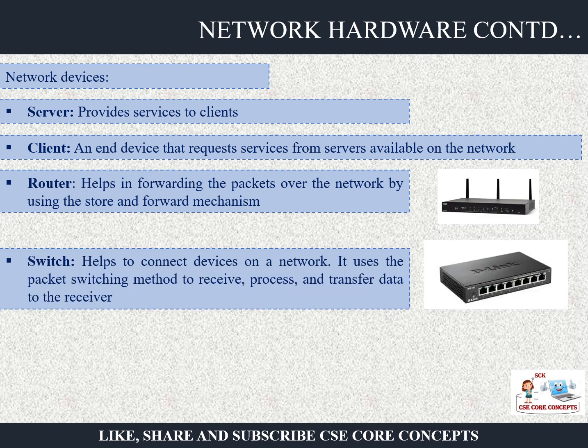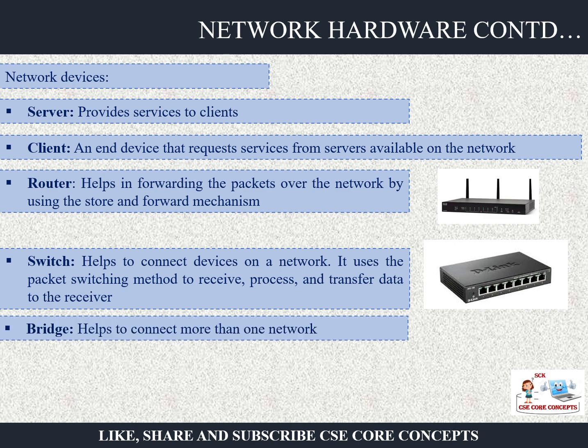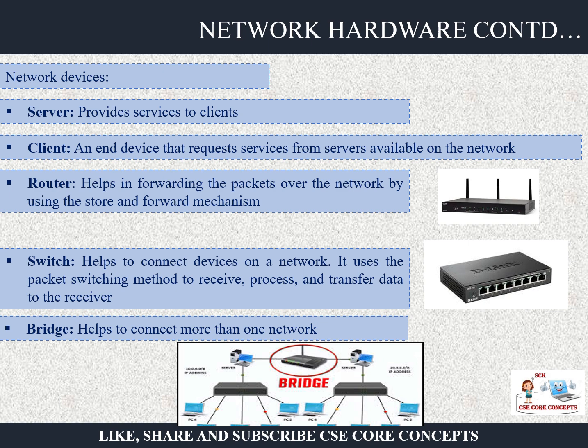Then comes a network switch. This type of D-Link switch you might have seen. They help to connect the devices to a network, right? It uses a switching method to receive, process and transfer the data. So if you don't connect to this switch, maybe in a local area network or any other network, you will not be able to receive and transmit the data. Then there is a bridge. A bridge, as its name suggests, helps to connect two networks. So you have two networks and they get connected via a bridge device.